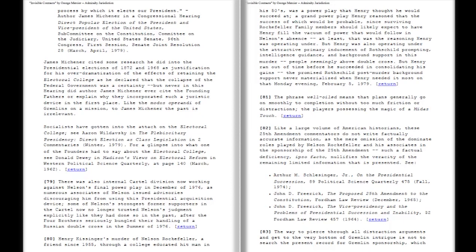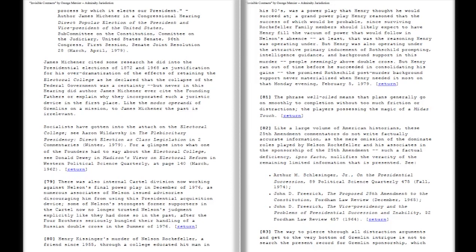James Michener cited some research he did into the presidential elections of 1872 and 1968 as justification for his overdramatization of the effects of retaining the Electoral College, as he declared that the collapse of the federal government was a certainty. But never in this hearing did author James Michener ever cite the founding fathers or explain why they incorporated such a juristic device in the first place. Like the modus operandi of gremlins on a mission, to James Michener the past is irrelevant.